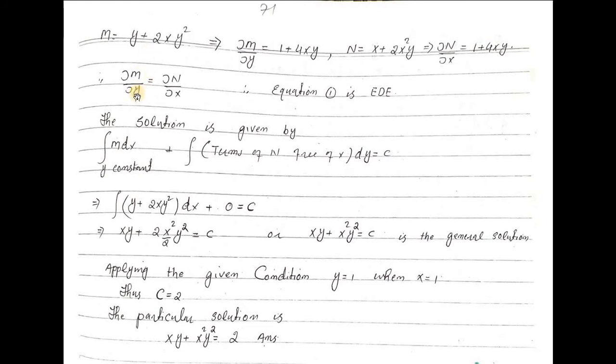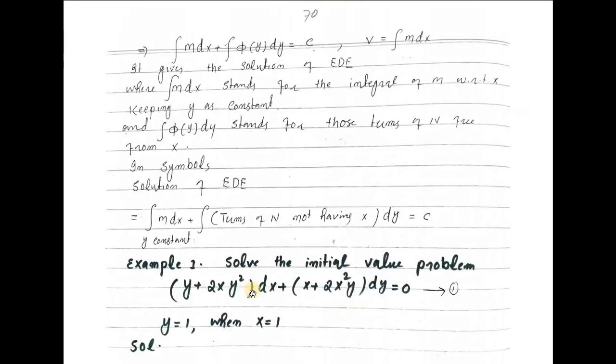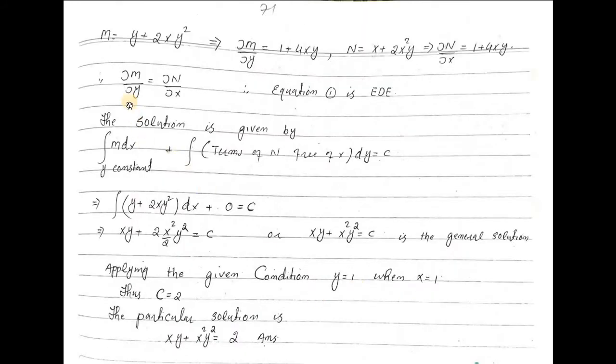We see that del m over del y is equal to del n over del x. Thus equation 1 is exact. What is equation 1? This is equation 1. Since for the given equation this condition holds, equation 1 is exact.